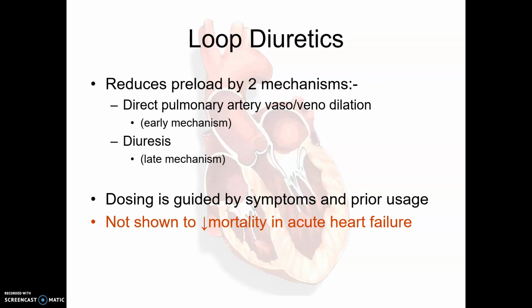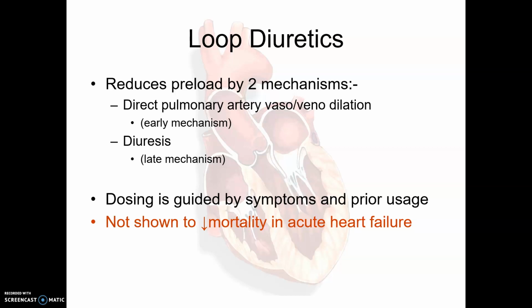Furosemide is the loop diuretic usually used in cardiac failure, and it is considered a first-line treatment. There are two mechanisms. An early mechanism, which really is due to pulmonary vasodilation, leading to a reduced venous return to the left heart, thus improving the balance between venous return or preload and cardiac output or afterload. A late mechanism is diuresis, which reduces blood volume and therefore reduces the load on the heart.